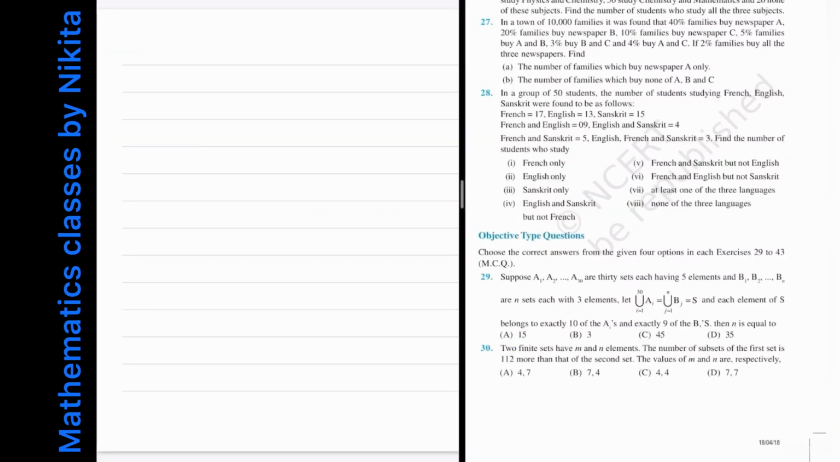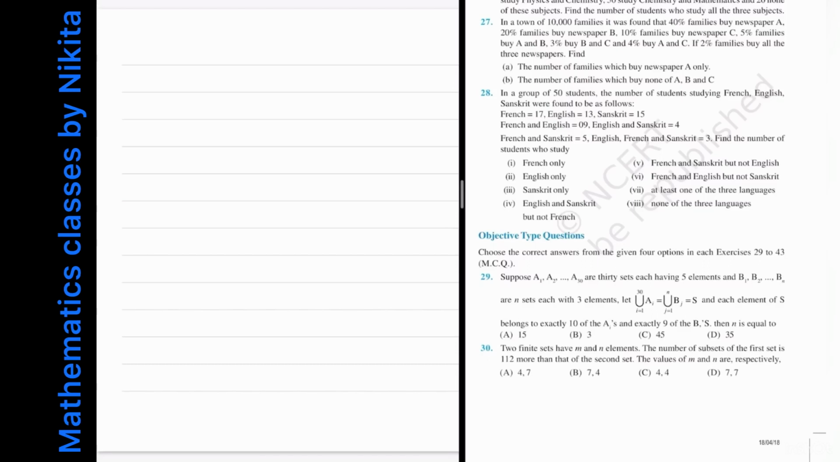Number 29. Now these questions are basically your objective type questions. So choose the correct answers from the given 4 options in each exercise 29 to 43. So these are your multi-choice questions, MCQ. So 4 options have been made in such a way that these are the 4 minds. Some student may get answer A, and some student may get answer B, some may get C, some may get D, but only one option is correct. So let's see question number 29.